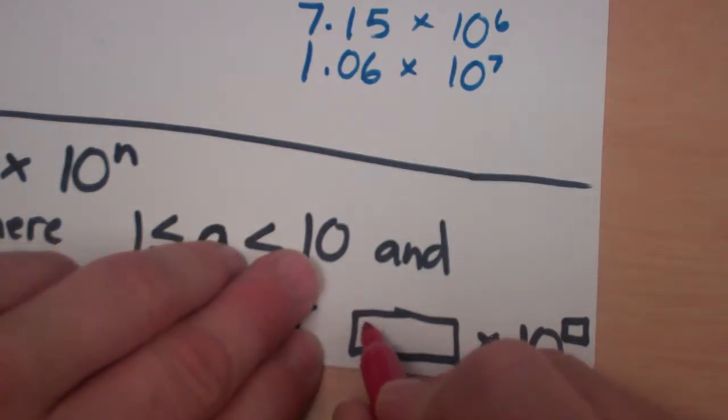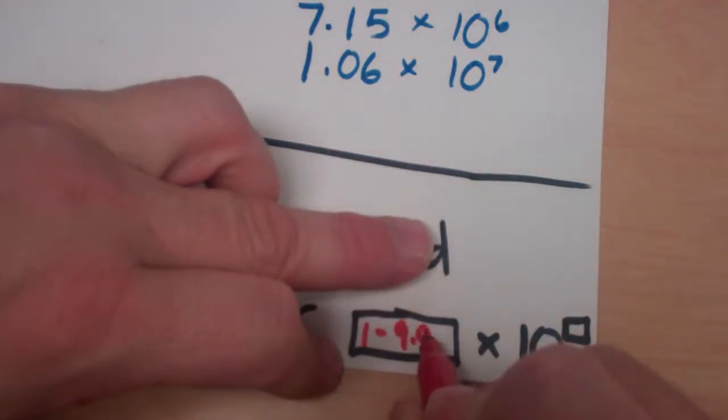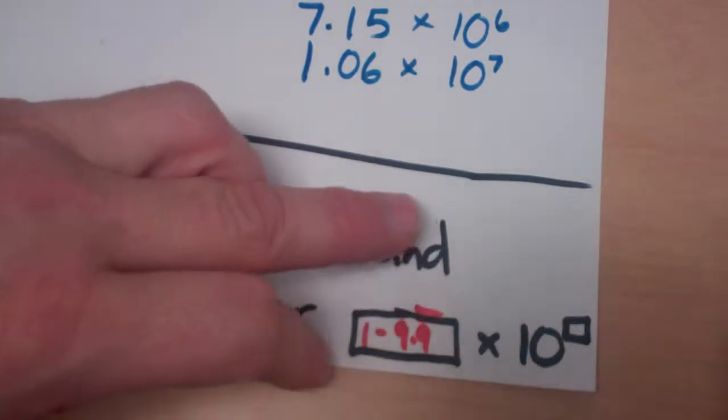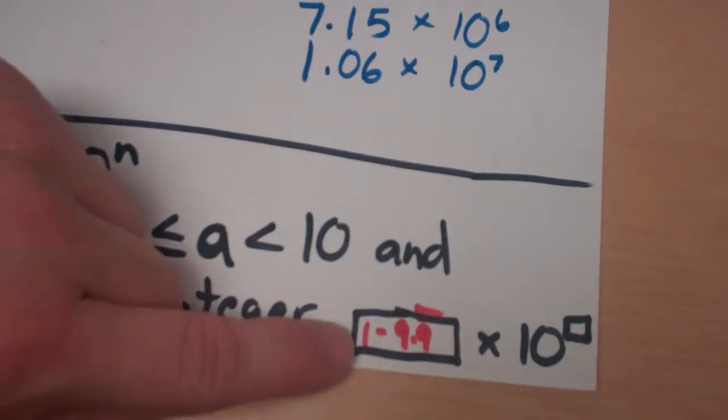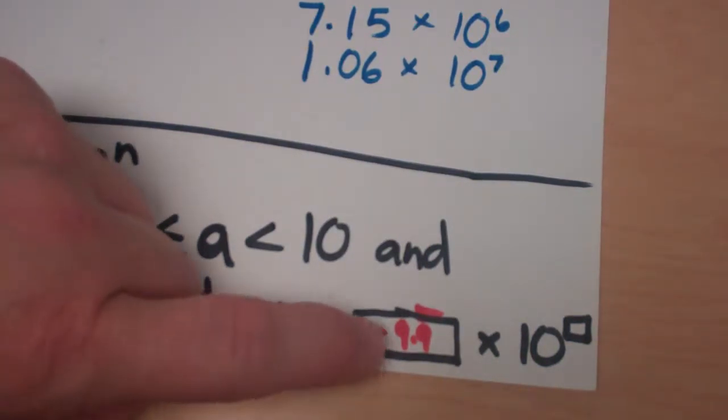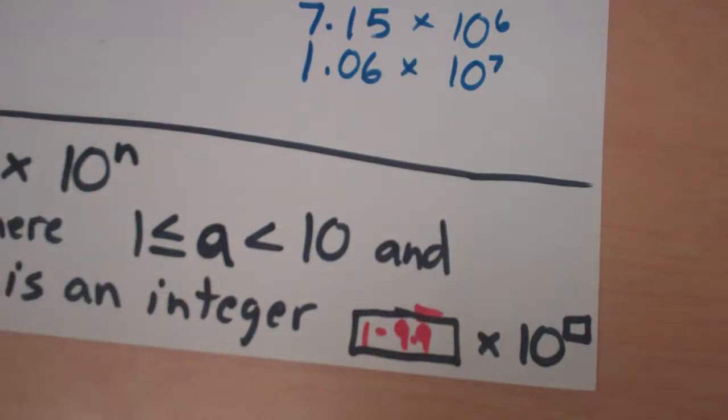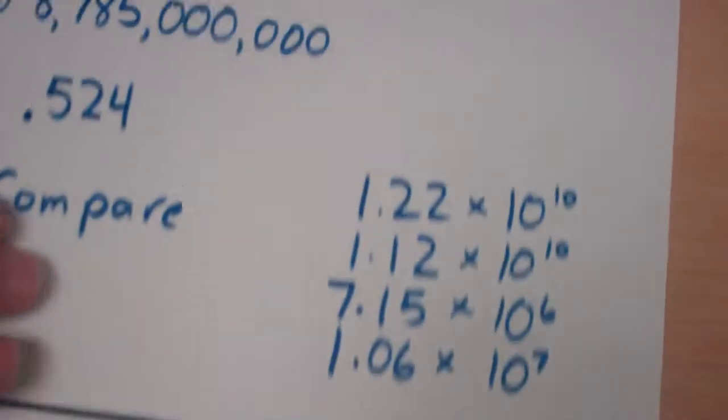And this number needs to be between 1 and 9.99999, or 9 repeating. In other words, it can't be 10. It's going to be 1 or greater, right? And can't be 10, so it has to be less than that. So that's kind of what we're looking for. Alright, so let's do a couple of those problems.